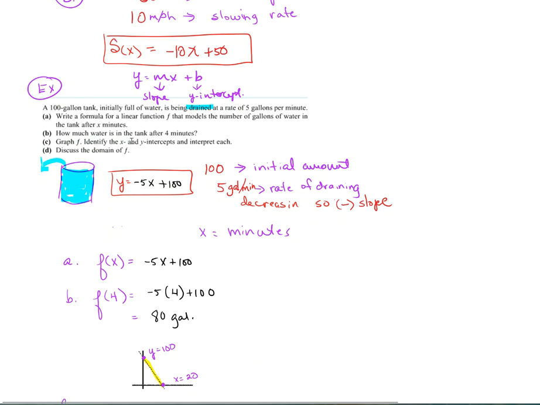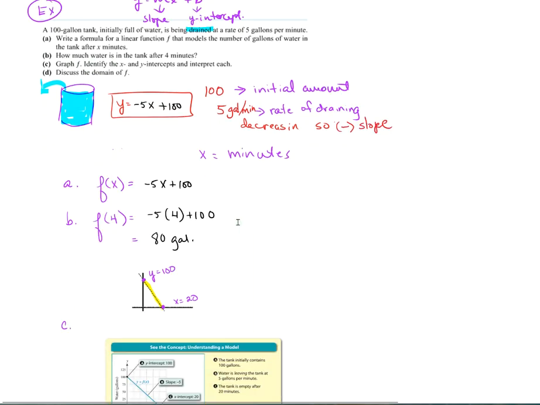How much water's in the tank? So we have that here on A part. B, how much water's in the tank after 4 minutes? Well, the time is x, so negative 5 times 4 plus 100. That's going to be 80. Okay, so this is what that looks like.